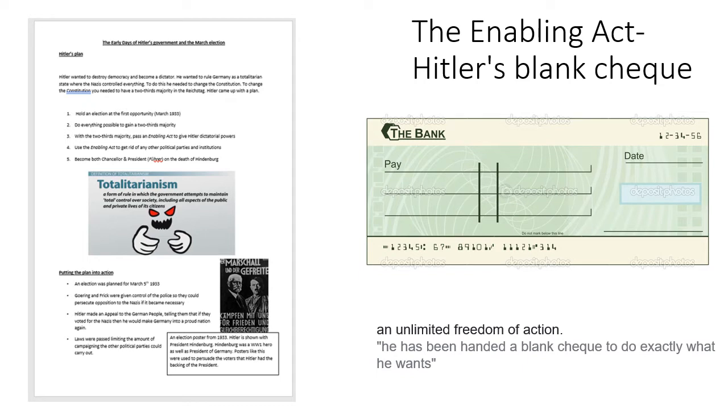And you see here an election poster from 1933. Hitler is shown with President Hindenburg. Hindenburg was a World War I hero, as well as President of Germany. So posters like this were used to persuade the voters that Hitler had the backing of the president and they should vote for him in the March the 5th election. So we'll move on to the next slide, and there's a little activity I need you to do.